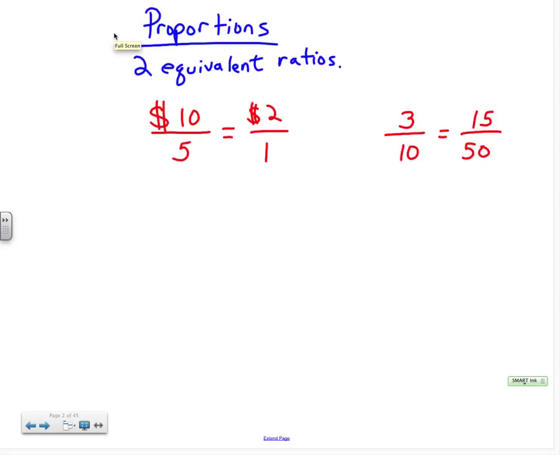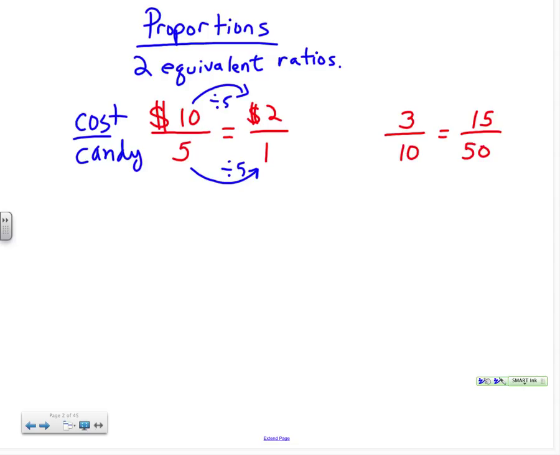What are proportions? They are two equivalent ratios. So let's look at what we have here. 10 to 5, I could say I have 5 candy bars and they cost $10. So the cost for the candy is $10 for 5 candy bars. That's my one rate. Is that proportional, or is it equal to $2 for 1 candy bar? Well, if I remember how to do this, I can divide by 5 and get 1. I could divide by 5 and get 2. That's one way of looking at it.